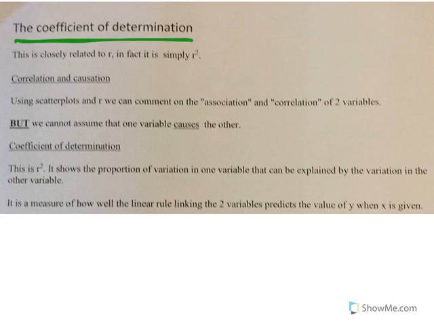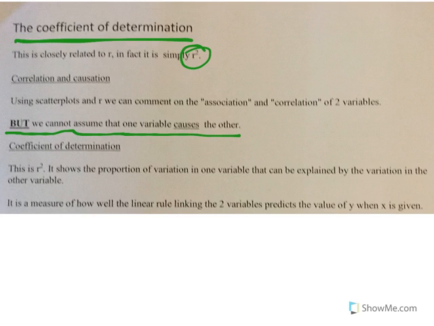So the coefficient of determination is very closely linked to R. In fact, it's R squared, so it simply is R squared. And we use it to comment on the association or correlation of one variable to the other. Now, this is important, we cannot assume one variable causes the other.